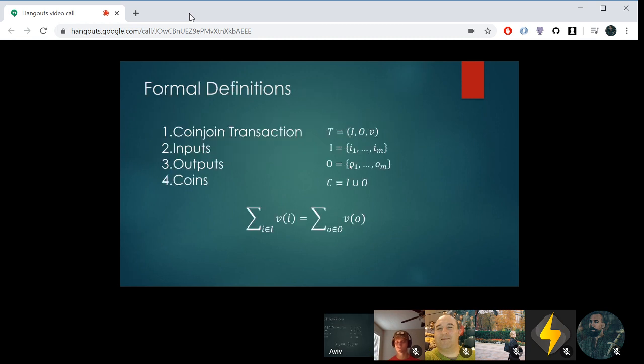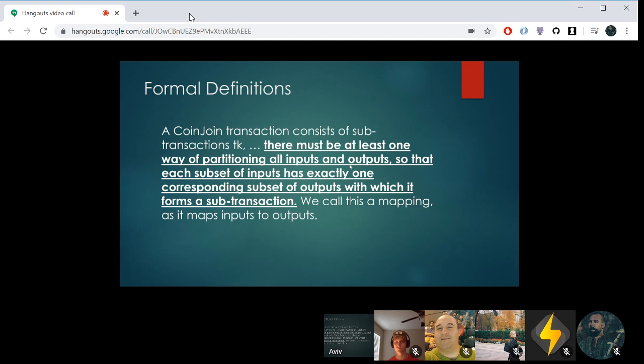We're not going to go into all of the math stuff, but there is a nice definition that I liked from that paper, which was we can take any transaction and break it into sub-transactions. At a minimum, there's one sub-transaction, which is the original transaction, but ideally you want to find more than that. And you want to see how often inputs and outputs appear in the same sub-transaction.